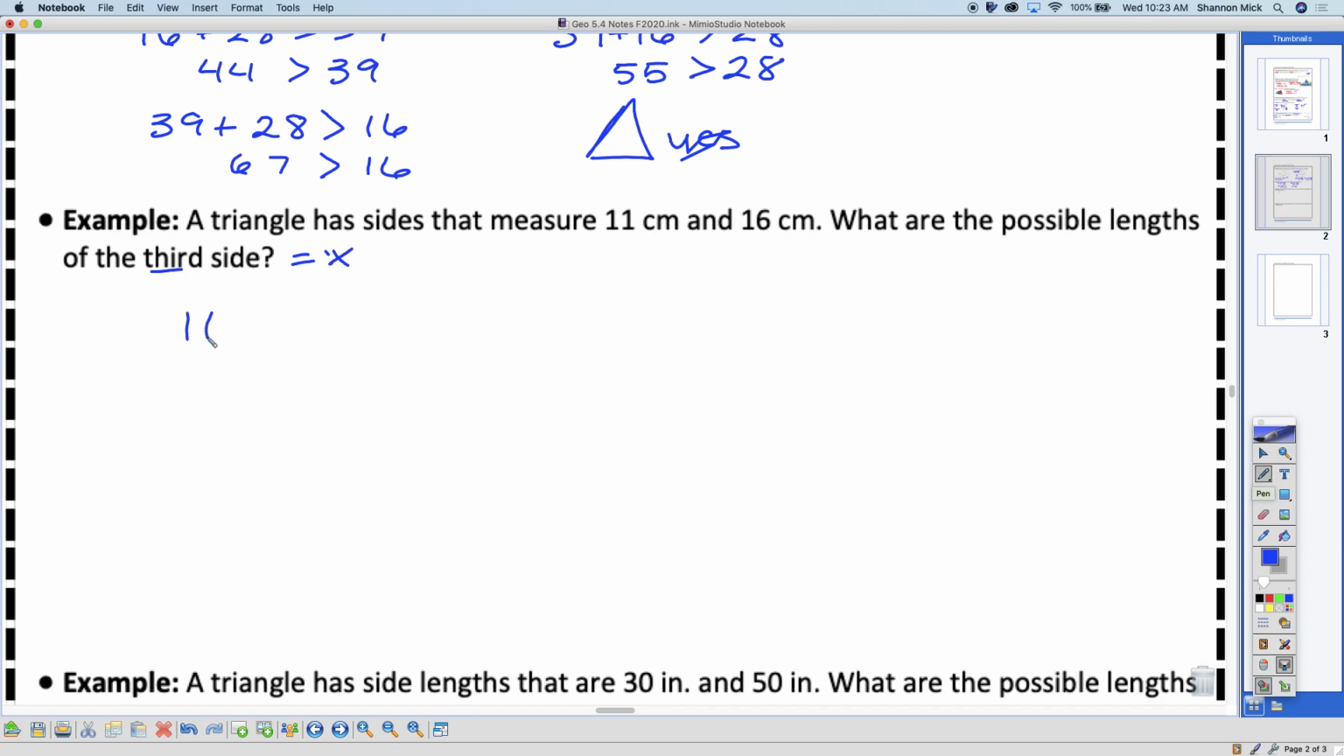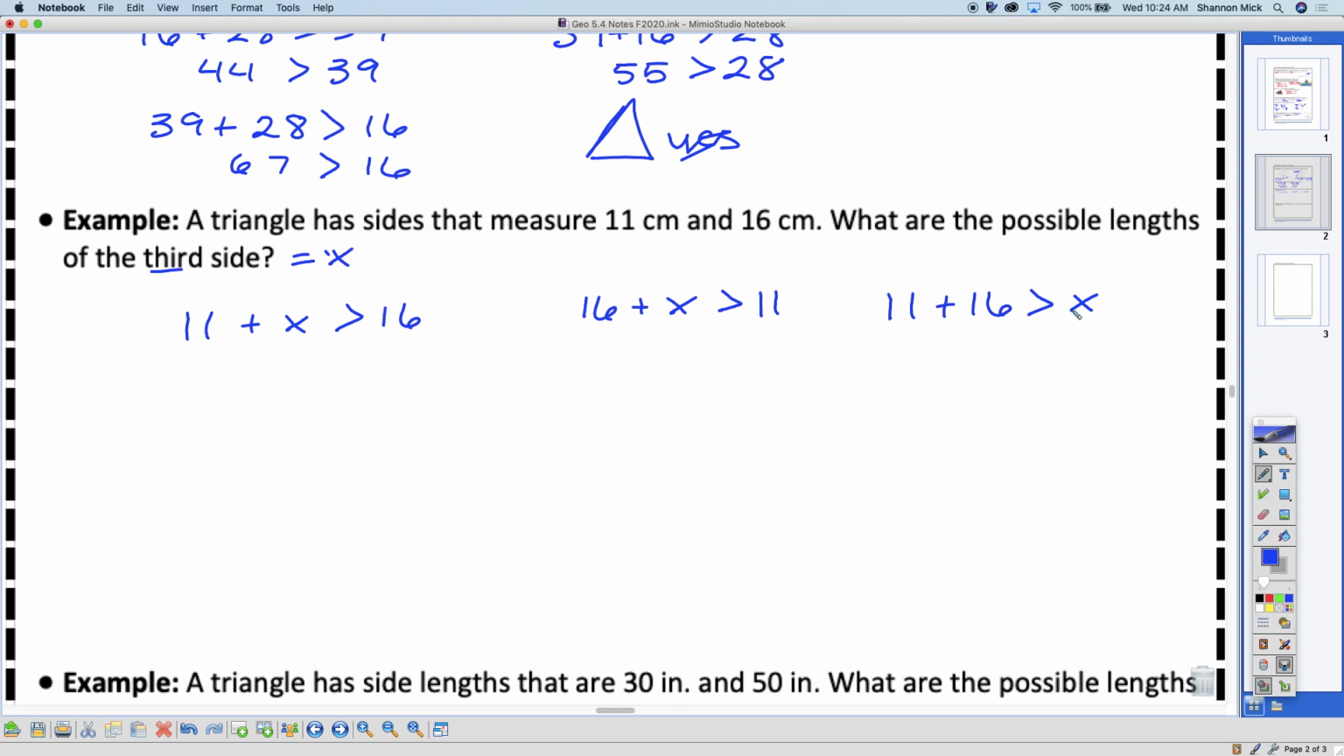So I'm going to have 11 plus x has to be bigger than 16, yes? Yeah. And then I know that 16 plus x has to be bigger than 11. And I know that 11 plus 16 has to be bigger than x. So I have all those, and we're gonna practice solving inequalities, and I do those exactly the same as equations, right? Except if I multiply or divide by a negative, what do I do to the sign? I flip it, right? But everything else is the same.